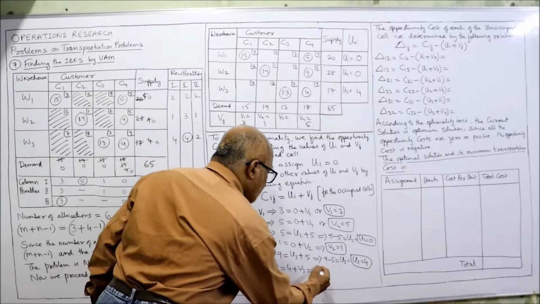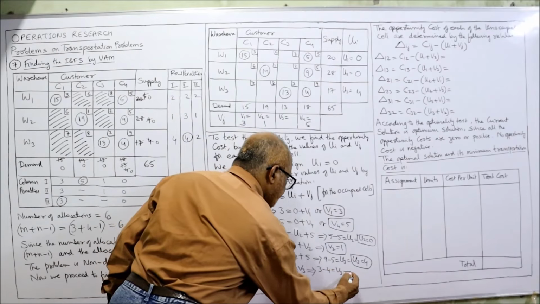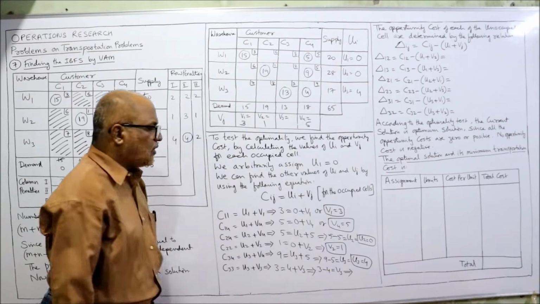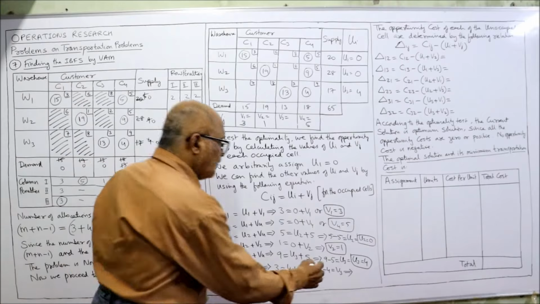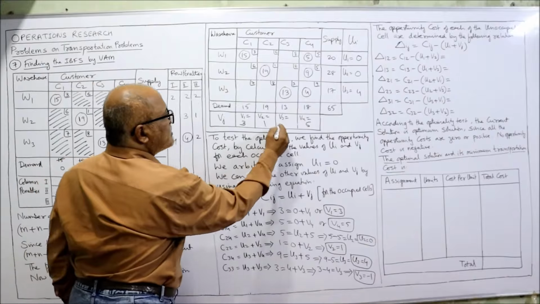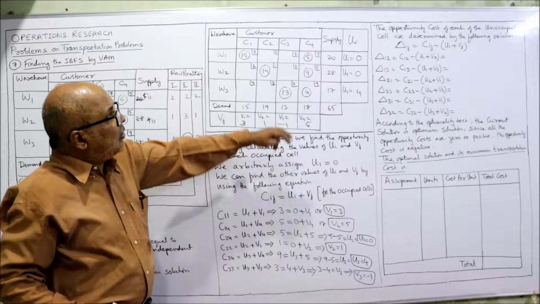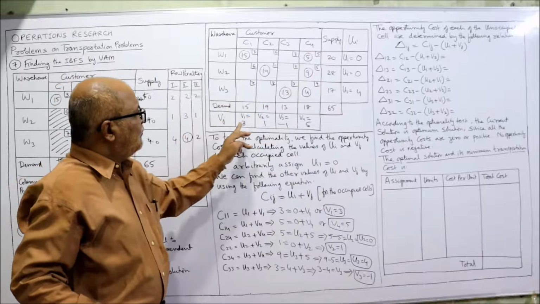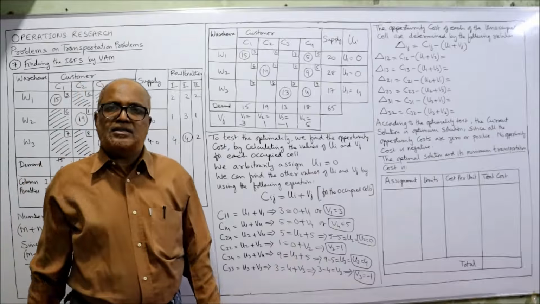So 3 minus 4 is equal to V3. 3 minus 4 is minus 1. So V3 is equal to minus 1. That's all. So here V3 is minus 1. So I have calculated all of U1, U2, U3, V1, V2, V3, V4. All the values we have calculated.